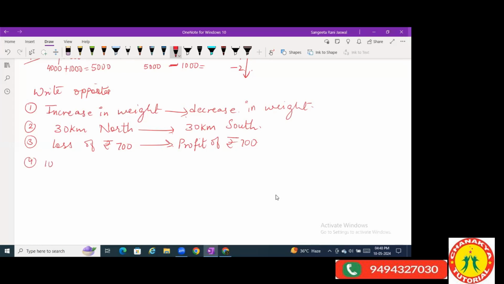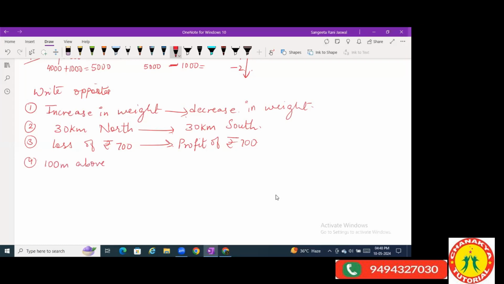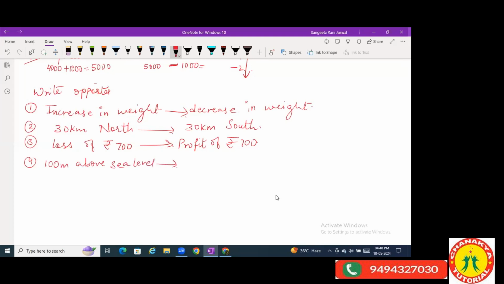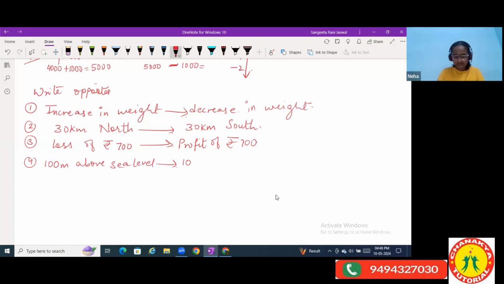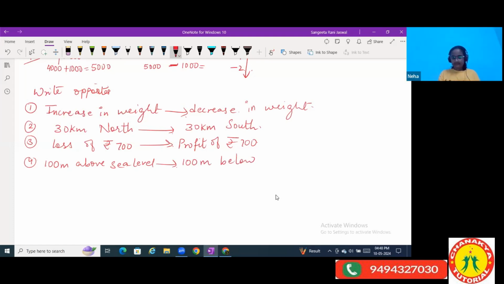Okay, now 100 meter above sea level. Now Neha will tell me 100 meter above sea level, what is the opposite of this? 100 meter below the sea level. Very nice. 100 meter below sea level. Right? Yes.